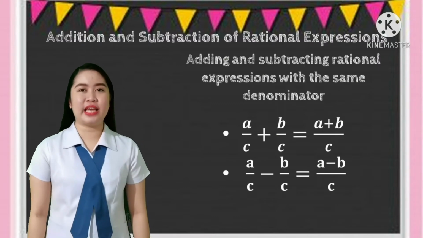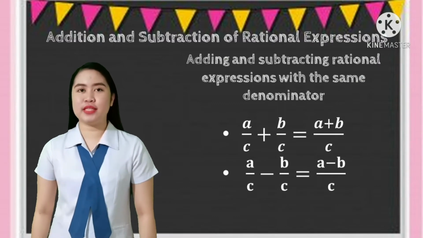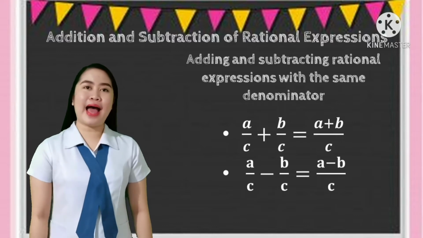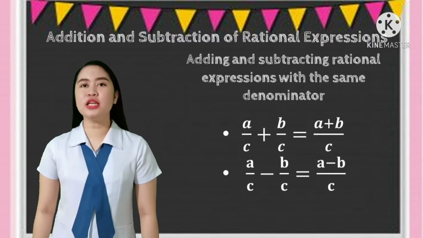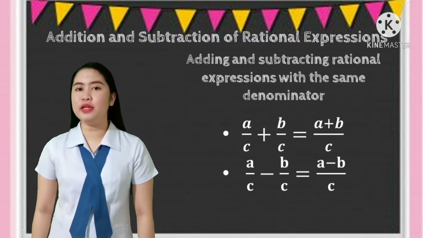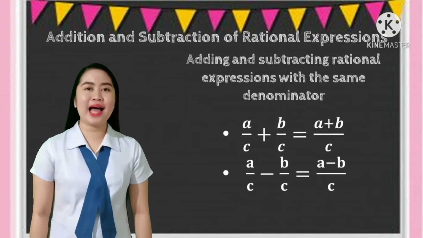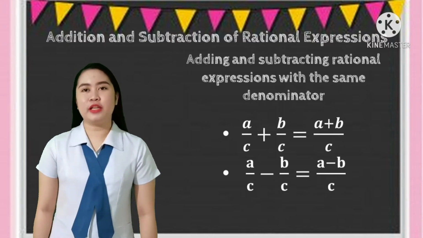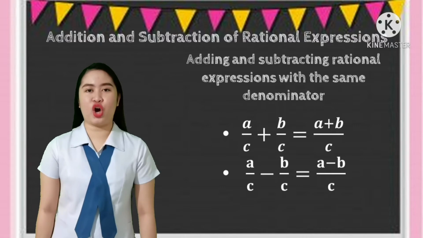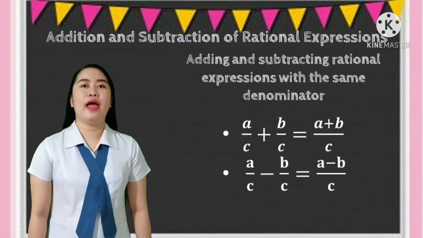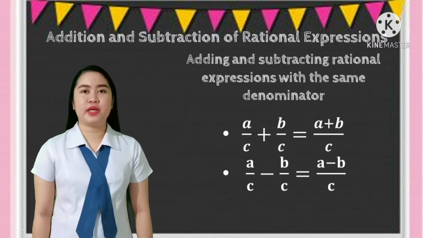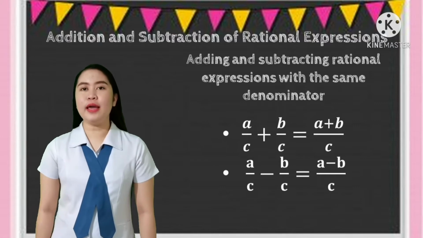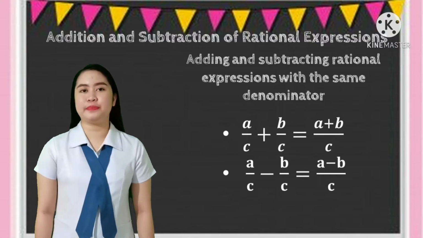Adding and subtracting rational expressions with the same denominator. When adding rational expressions in which the denominators are the same, add the numerators. The denominator of the sum is the common denominator, or a over c plus b over c is equal to a plus b all over c.